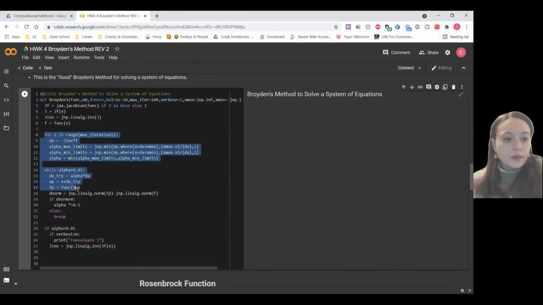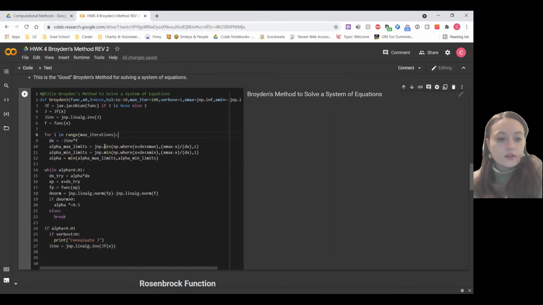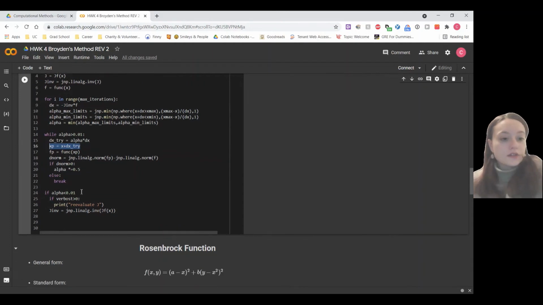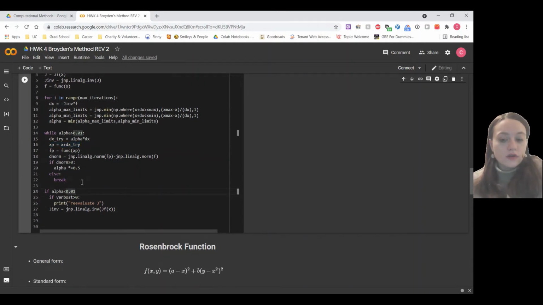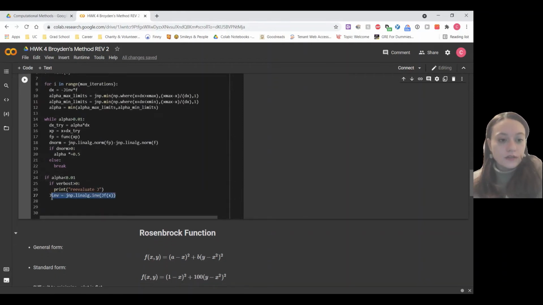In this for loop, we're iterating through to make sure that our dx isn't going to take us outside of our limits for our x-min and x-max, which in this case we have as negative infinity and infinity. So the value of alpha we will change in order to edit our dx try here, so that when we update x, we never go outside of our bounds. And we also are saying that if alpha gets too small, then this means that we need to recalculate our Jacobian. So we'll take the inverse and then update our Jacobian.